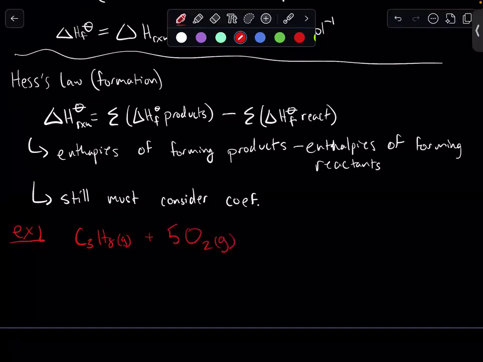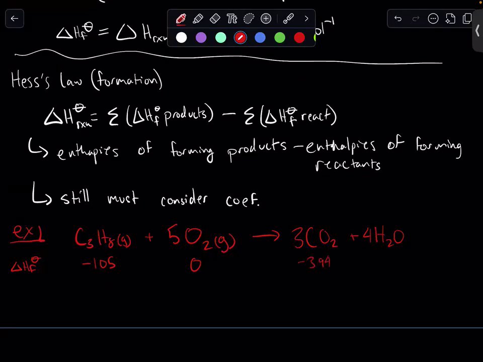But when we combust propane, we react it with oxygen to, of course, get carbon dioxide. We'll get 3 of those, and water, H2O, and we'll get 4 of those. So we'll do exactly what we did before, but this time we're going to look at delta H of formation values. So for propane, this is negative 105 kilojoules per mole. For oxygen, it's in its elemental state already, so it has no value. Carbon dioxide, when we form that, that is negative 394 kilojoules per mole. And water is negative 286 kilojoules per mole.